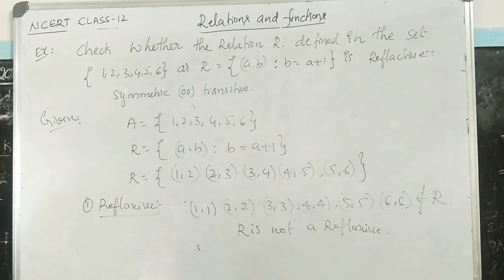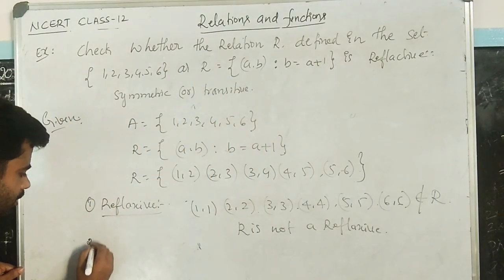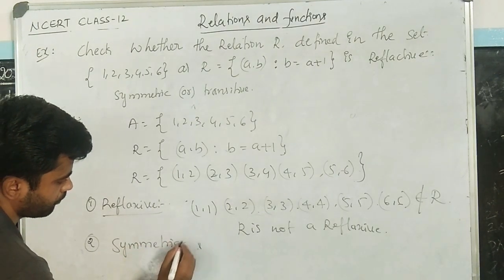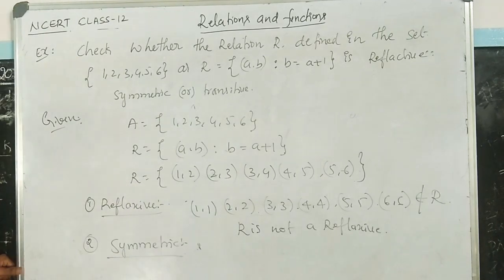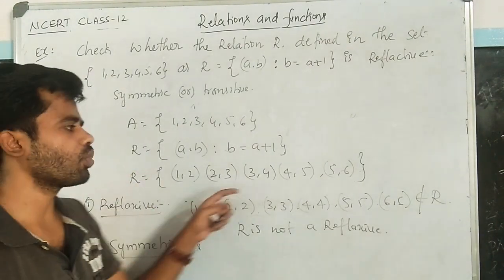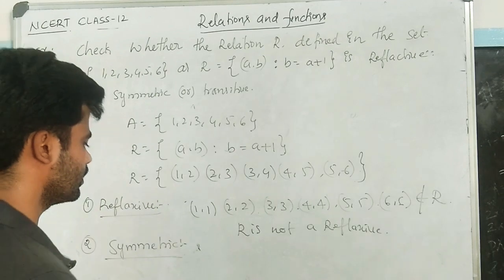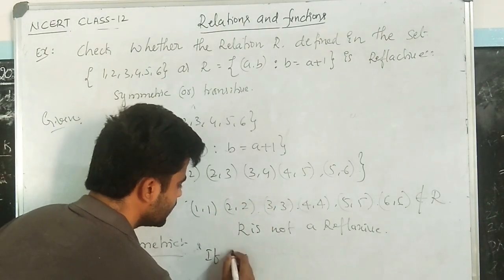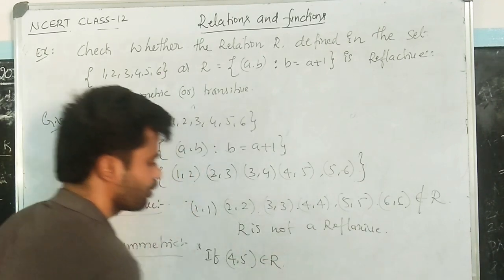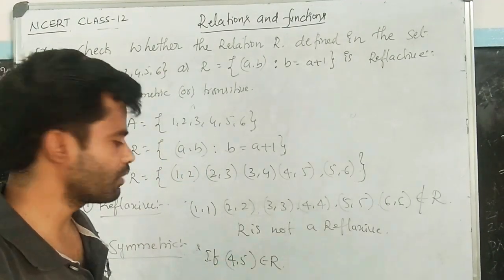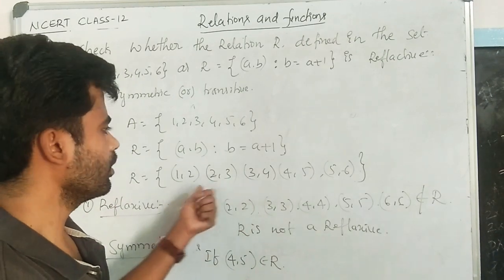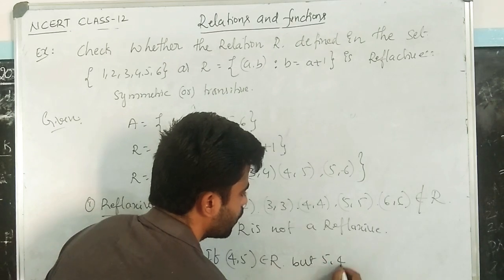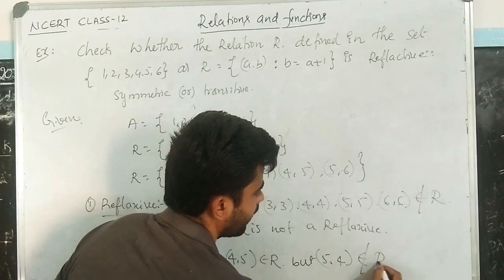Okay. Then come to the second one, symmetric. What is symmetric? Now I will take one of the ordered pairs in the relation. I will take (4, 5). Is it in R? Yes. But its reverse, (5, 4), is it in R? No. (5, 4) is not in R.